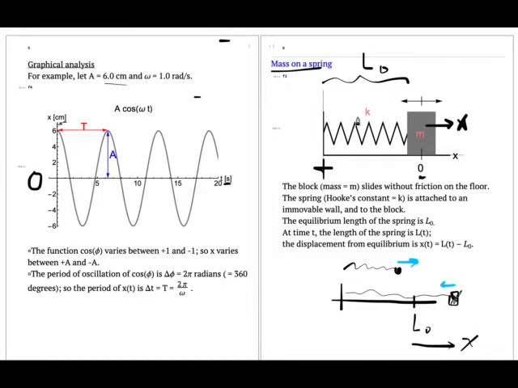Robert Hooke, a contemporary of Isaac Newton, they weren't exactly friends, they had a lot of disagreements. But anyway, Robert Hooke studied the forces exerted by springs and the forces given by what we now call Hooke's law.